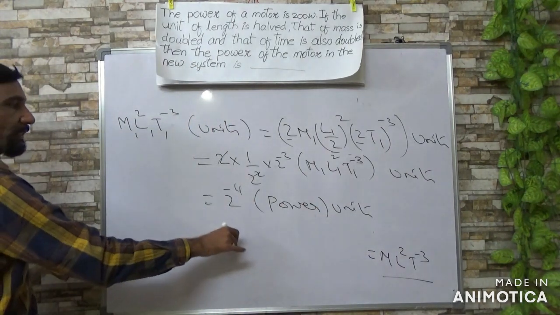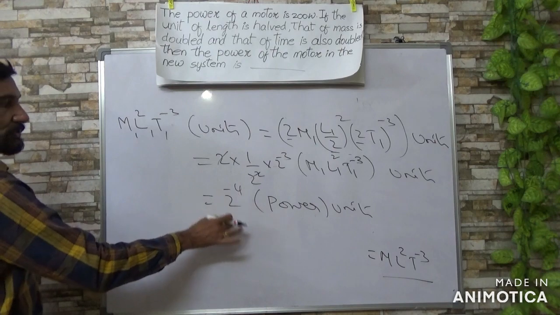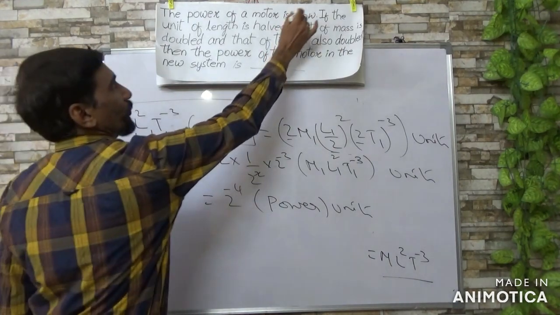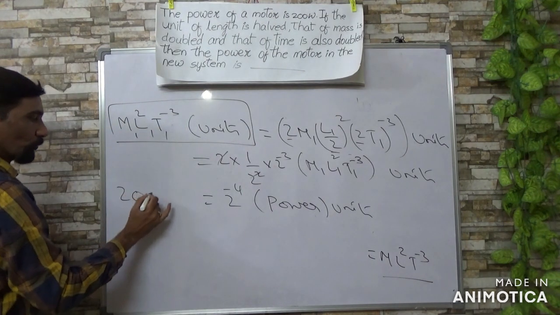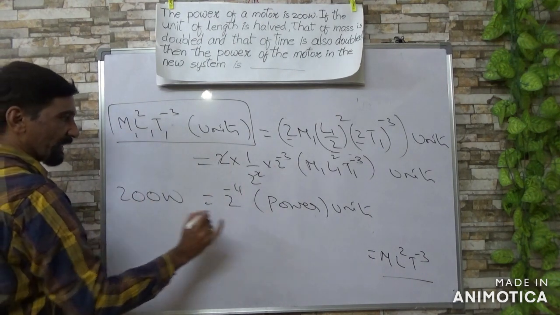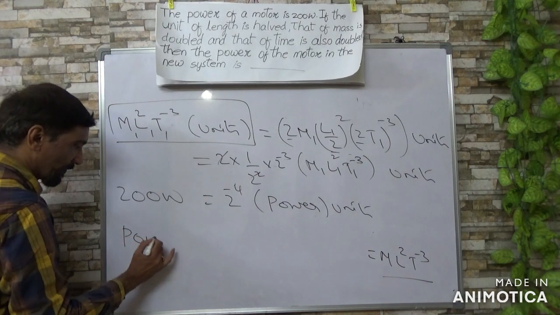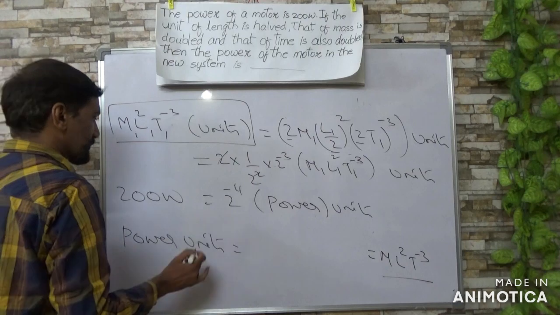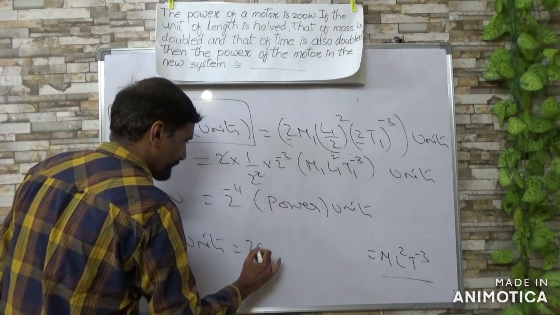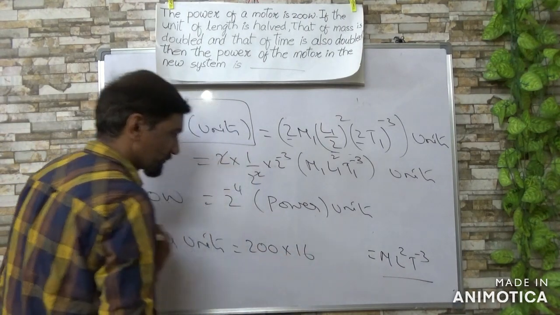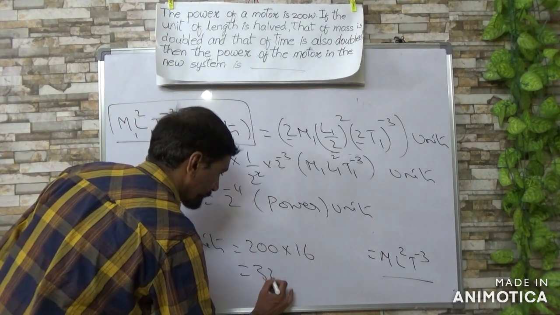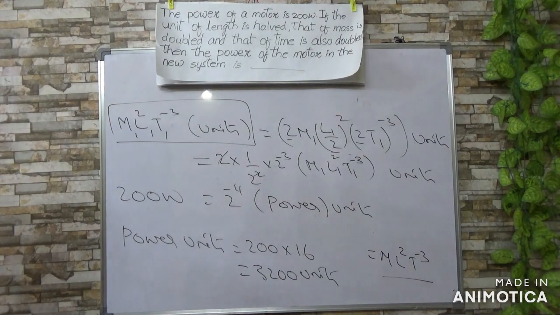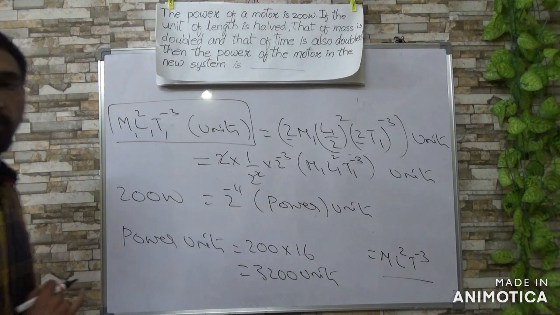So 1 by 16. No, this value you have given 200. No, so 200. No, 1 by 16. So power units in the new system is 1 by 16 into 200, nothing but 3200 units. Okay.